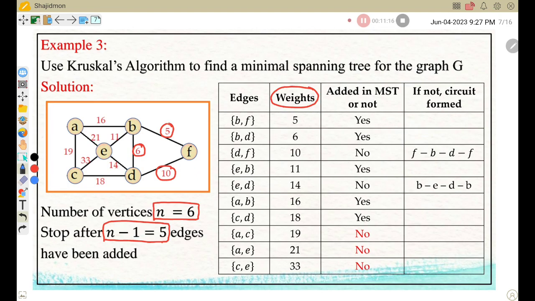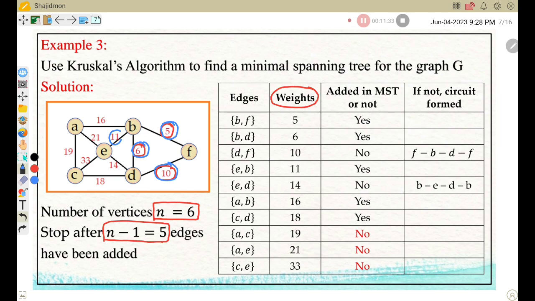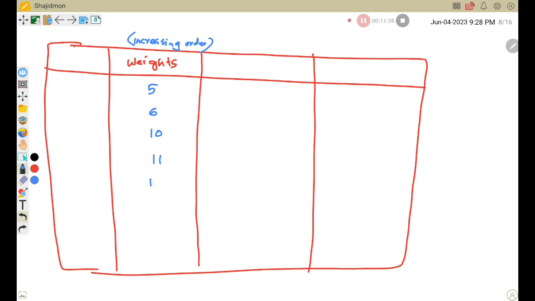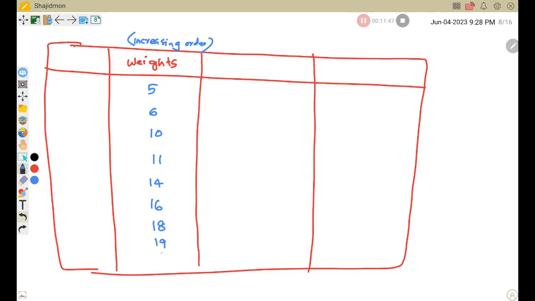As I told you, what is the minimum weight here? 5, then 6, then 10, then 11. Like that we need to write one by one. So 5, 6, 10, 11, then the next smallest weights: 14, 16, 18, 19, 21 and 33.